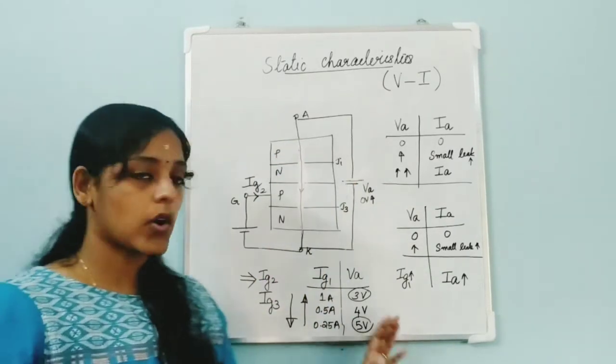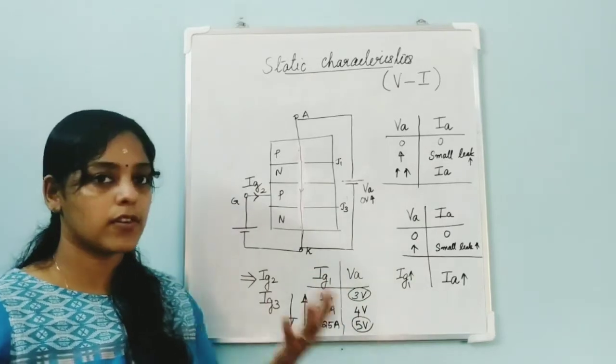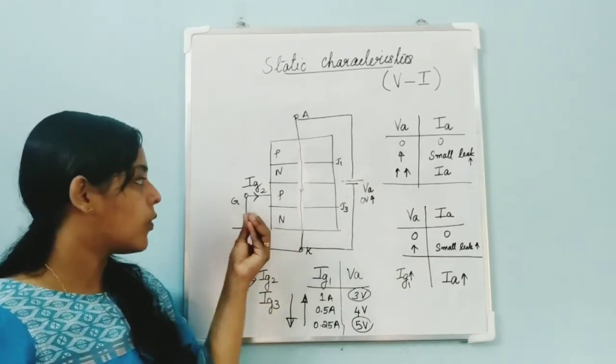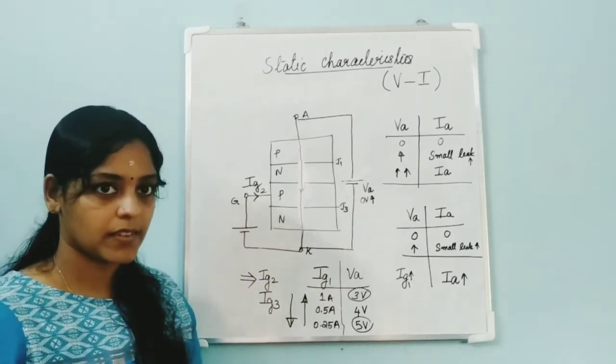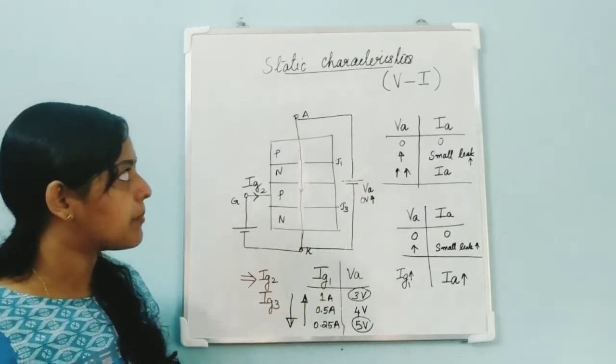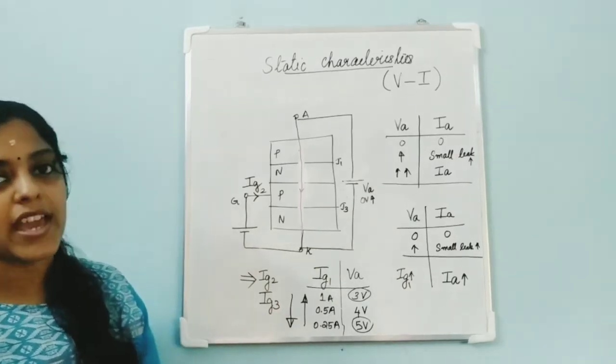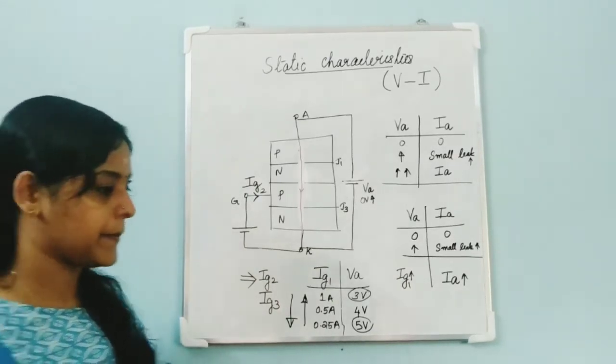See, these values are not correct. I am just explaining this for simplicity. Okay. So with gate current, the device can be turned on at low voltage. Keeping all these things in mind, we are going to explain the VA-IA characteristics of an SCR.